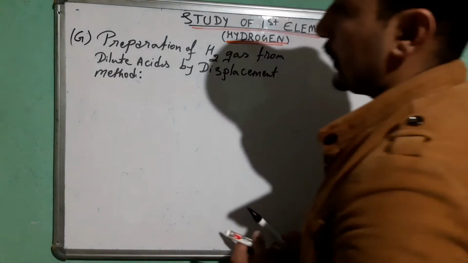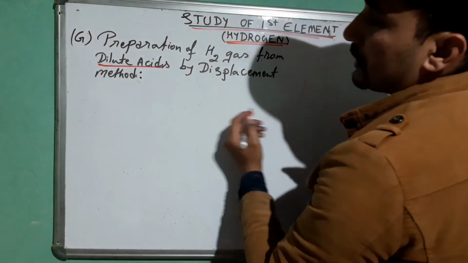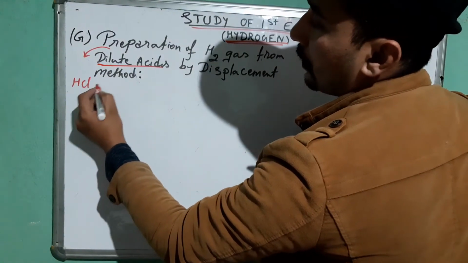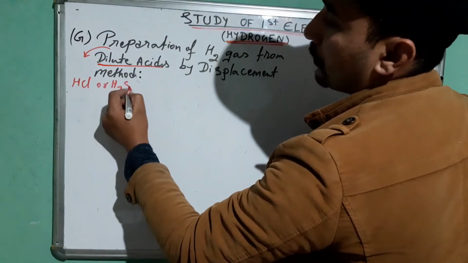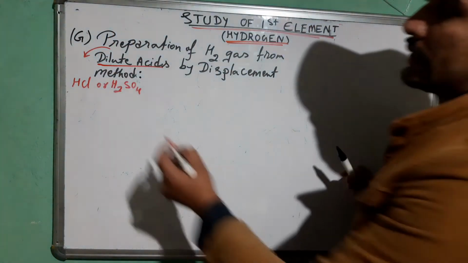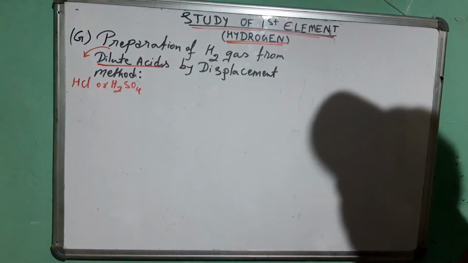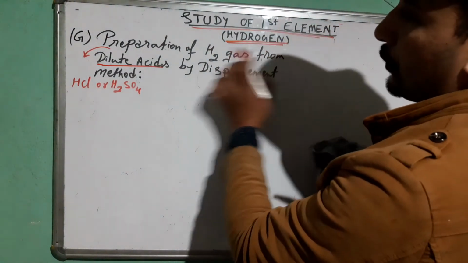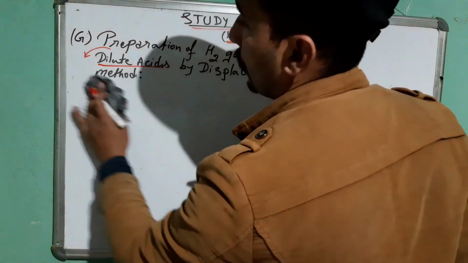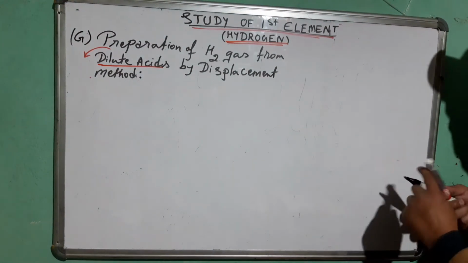Now, number 7. Preparation of hydrogen gas from dilute acids. Here you can use dilute HCl or H2SO4, or sometimes nitric acid also. HCl is hydrochloric acid and H2SO4 is sulfuric acid. Preparation of H2 gas from dilute acids is by the displacement method. For this also you should know the reactivity series.